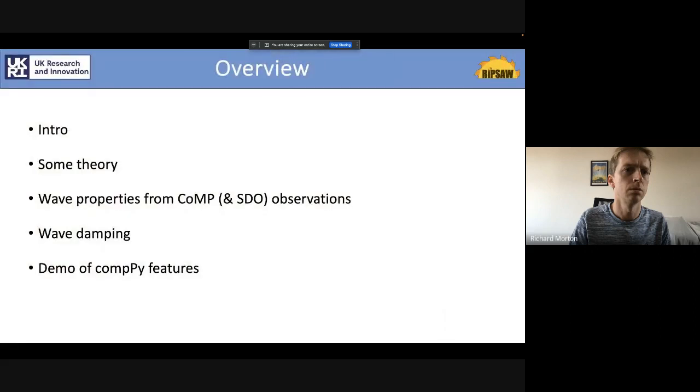So I'm going to start with a very brief intro to waves, and then move on to a bit of wave theory, just to give everybody an understanding of the waves that CoMP and UCoMP actually see. From then, I'll discuss various wave properties we've been able to deduce with CoMP, and also talk about what we also see in SDO that matches the CoMP observations.